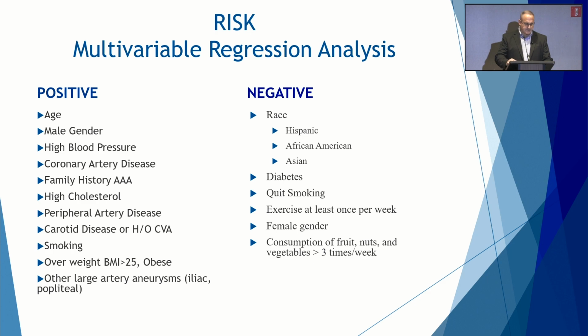So what is the risk? If you look in the positive column here of risk, you see a lot of the similar risk factors that we see for peripheral arterial disease. And in the negative column, there are some decreased risks depending on race. So Hispanic, African American, and Asians actually have a lower risk of abdominal aortic aneurysms. The other one that's interesting here is diabetes. Diabetes confers a lower risk, and that's pretty strange because we think it would be in the positive column. It isn't clear why that is, and some people think it may be because of the medication.